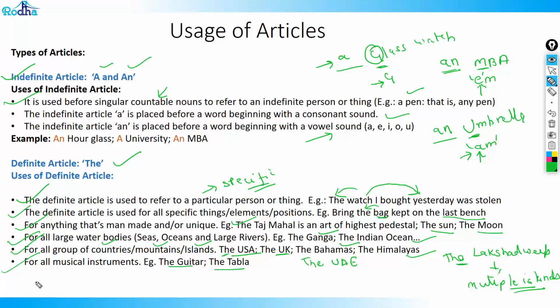Another point where you use the is for designations. So if you look at designations, you use, for example, the PM, the governor, the CM. But what you need to keep in mind is that these designations can't be local designations. We are talking about national or international reputation. So let's say you live in a colony and in that colony you have a president who takes care of the whole society. He will not be called the president. So typically when I say designations, it will all be related to designations which have some national or international reputation.